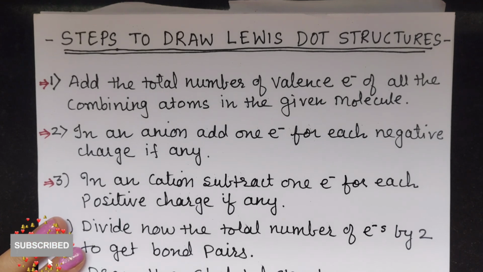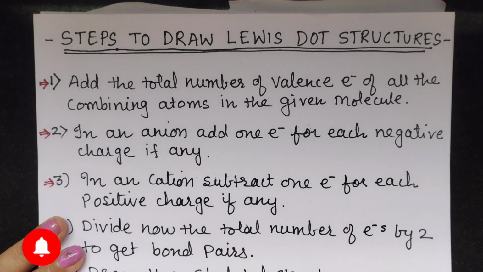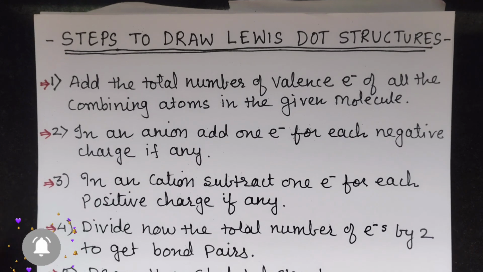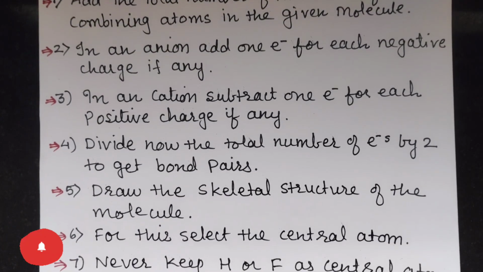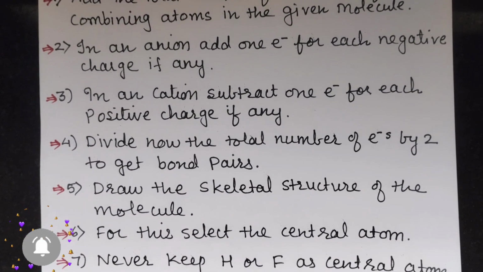First you have to add the total number of valence electrons of all the combining atoms in the given molecule. If the given molecule is an anion, then add 1 electron for each negative charge it carries. But if it is a cation, then you subtract 1 electron for each positive charge it carries. Now, divide the total number of electrons by 2 to get the total number of bond pairs. After that, draw the skeletal structure of the molecule.